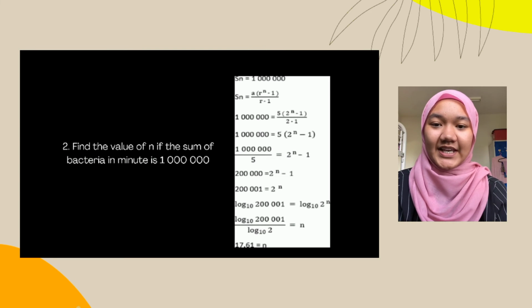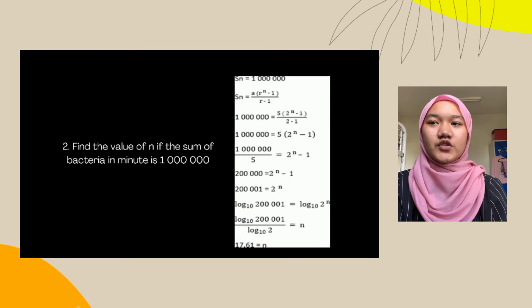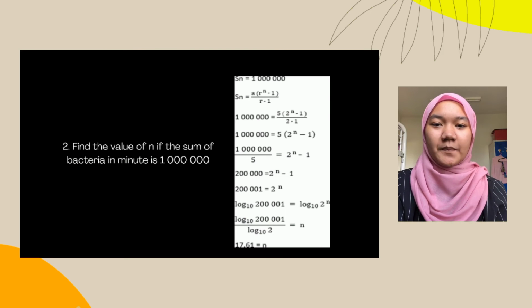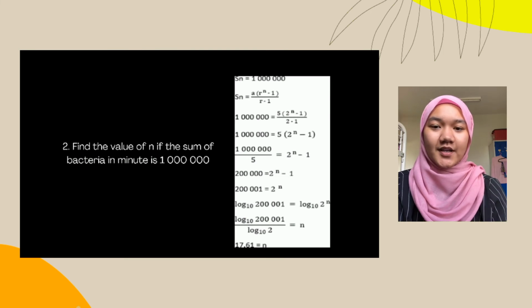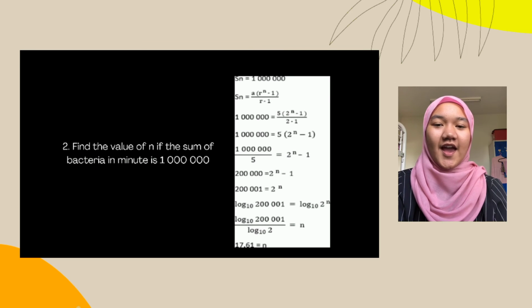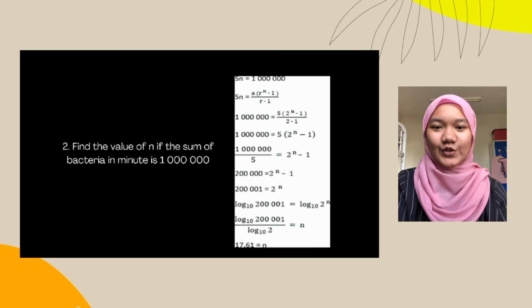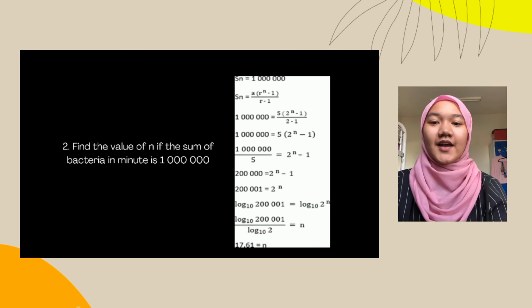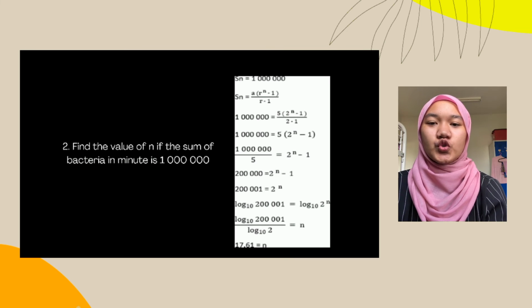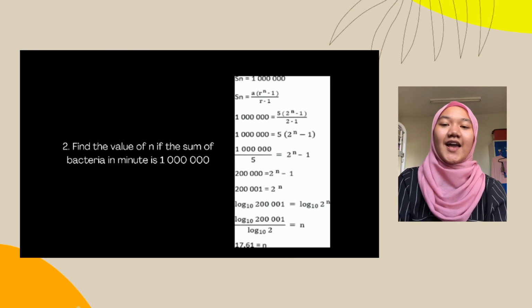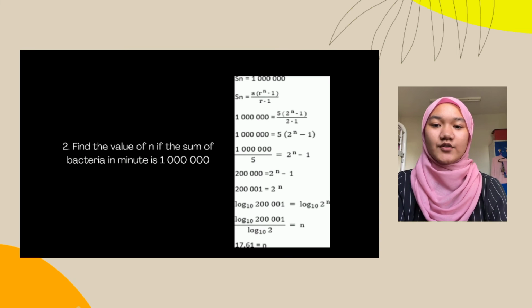After we replace it, we will get 1 million equal to 5 multiplied by 2 to the power of n minus 1 divided by 2 minus 1. Then we rearrange it, leaving n alone on the right hand side, and we get 1,000,000 divided by 5 equal to 2 to the power of n minus 1. Then we will get 200,000 equal to 2 to the power of n minus 1. Then we will get 200,001 equal to 2 to the power of n.